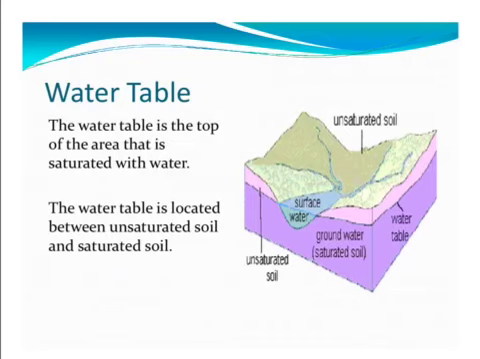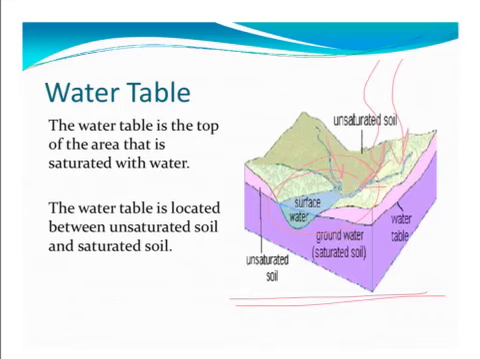The water table is the top of the area that is saturated with water. Okay, let's take a closer look at this picture. Now, the water that comes from precipitation will find a way to drain into a river, and it may end up in a lake. And some of the water from precipitation will find a way to go through permeable bedrock, go underground, until it reaches the impermeable bedrock, and then this water may not go further down.